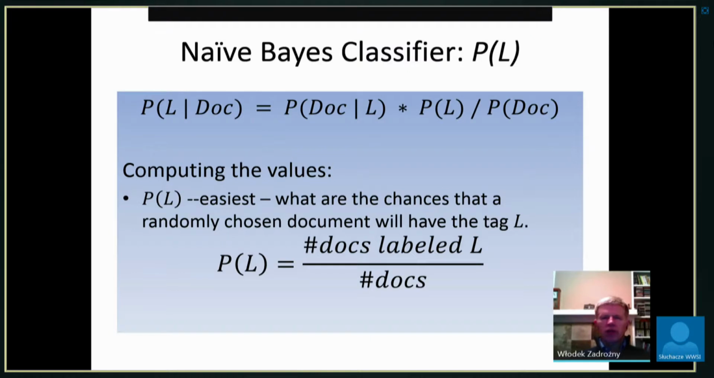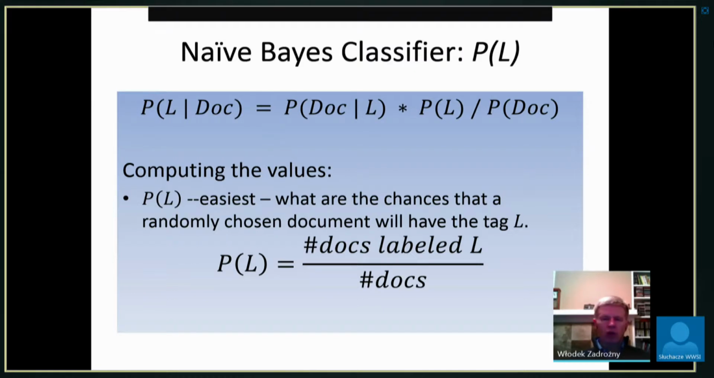So the first thing that we can compute is the probability of the label. This is relatively easy. We just count the number of the documents which are labeled with 0 to get the probability of the 0, and divide it by the total number of documents. So that's the formula that you see at the bottom of the slide. P(L) equals the number of docs labeled L divided by the total number of documents.